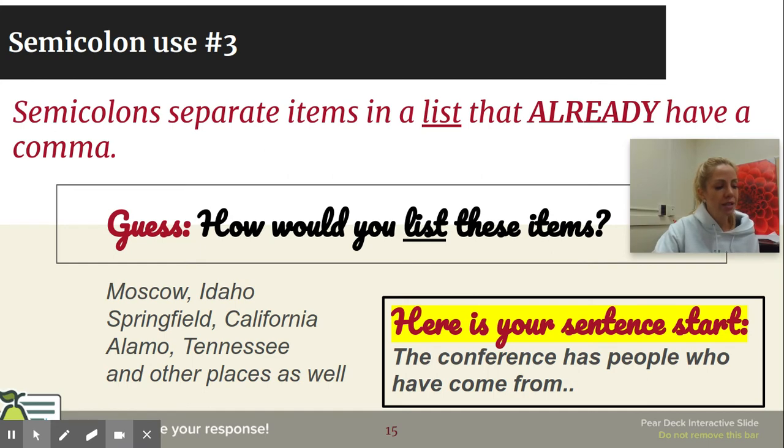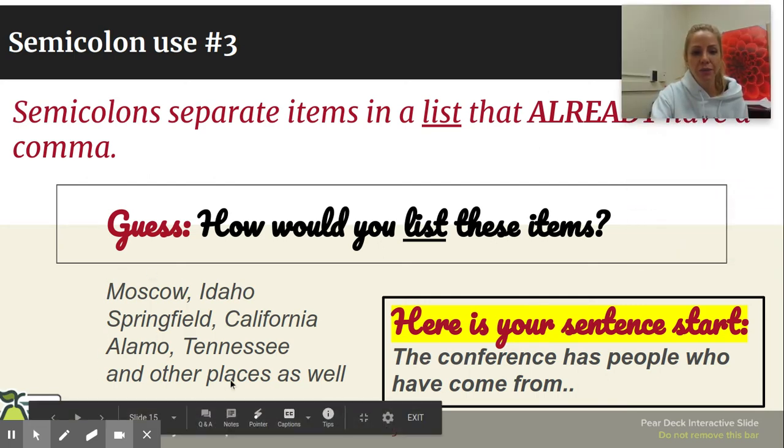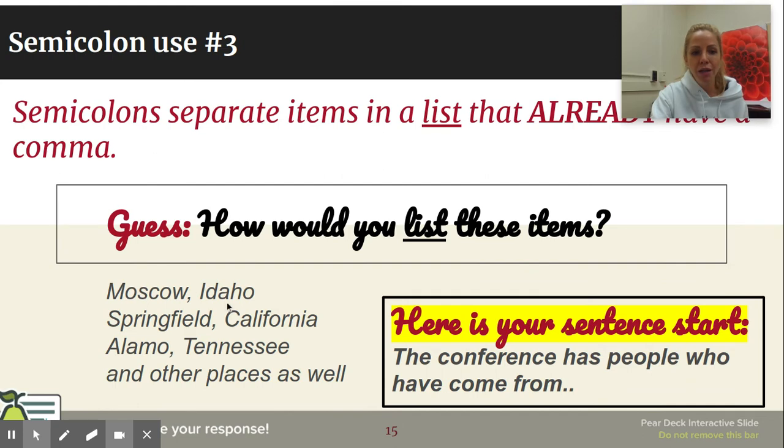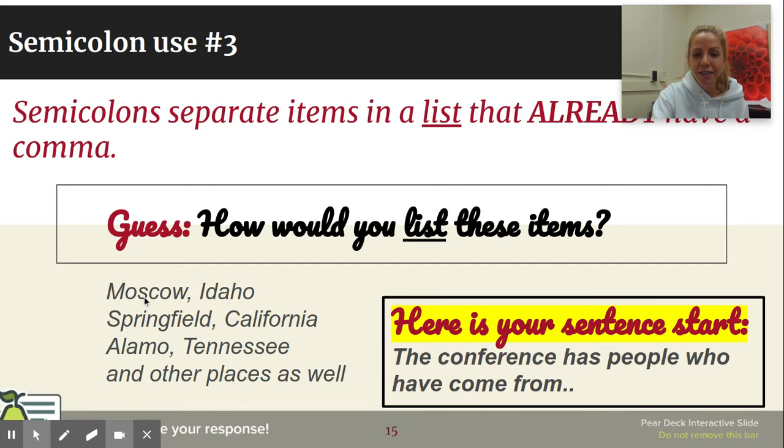Well, in the next part of your notes, in the next column, I want you to guess. How would you do that? So here are the things that I want you to list. These are places: Moscow, Idaho, Springfield, California, Alamo, Tennessee, and other places. How would you list these in a sentence? Because they already have commas in between, right? And I don't know about you, but I didn't know Moscow, Idaho existed. I didn't know there was a town called Moscow.